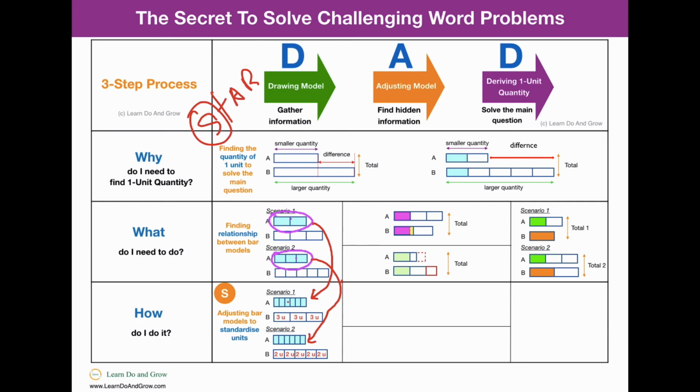1, 2, 3, 4, 5, 6. 6 units. And the moment we can find the relationship between model A in the first scenario and the second scenario, we can use it to link back to model B. So let's look at bar model B. If originally 1 unit is 3 subunits, in that case over here also 3 subunits, and 3 subunits.